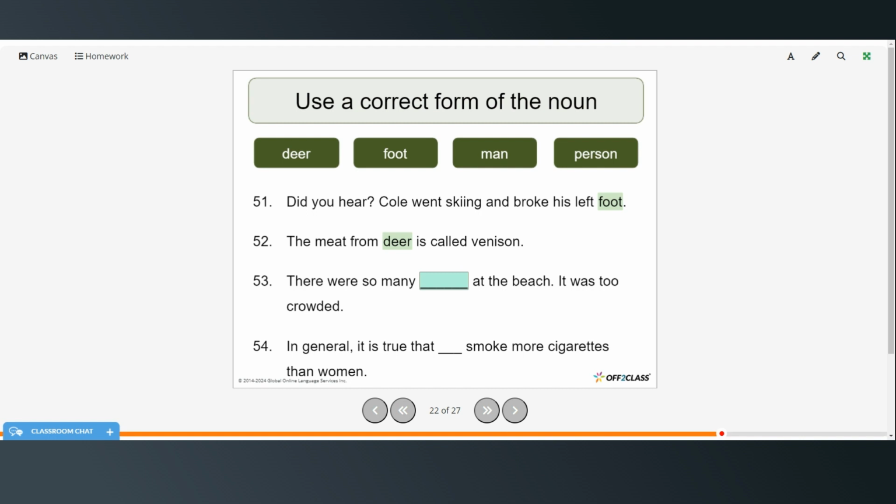There were so many people at the beach. It was too crowded. And in general, it is true that men smoke more cigarettes than women.